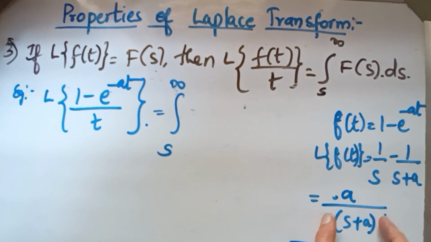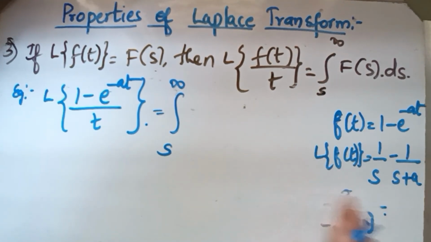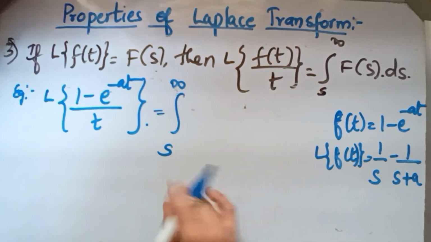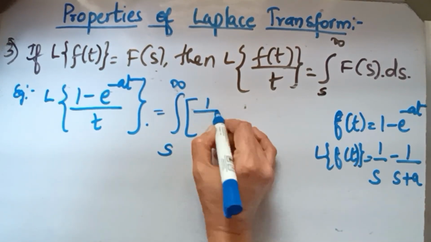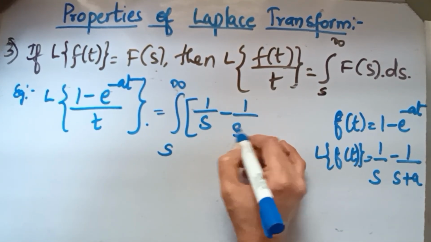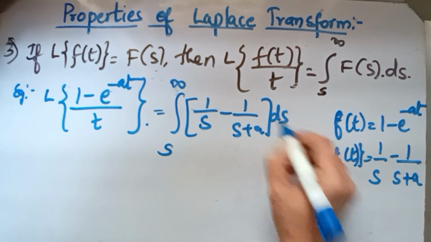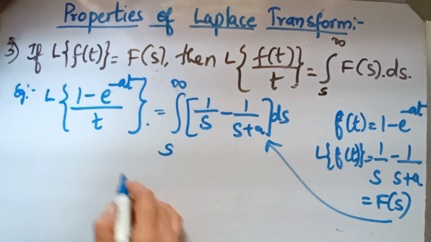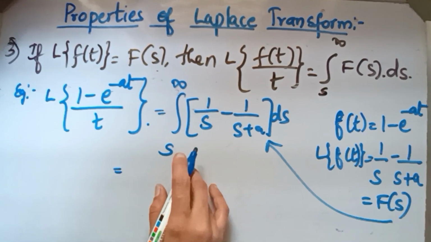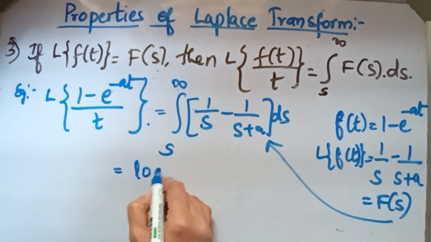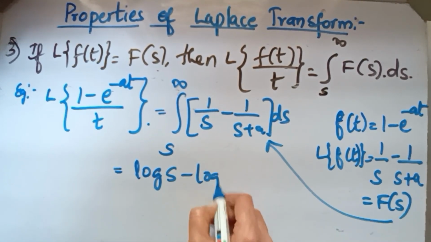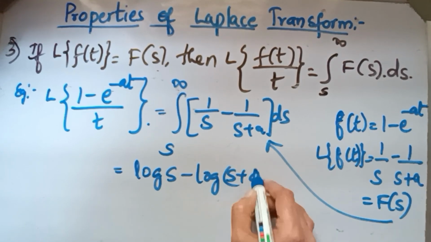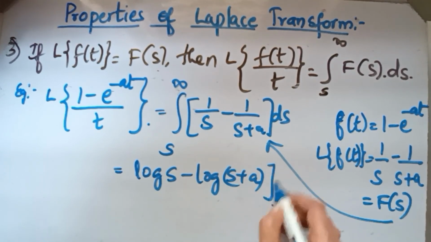Or else you can substitute directly like this, because that helps to simplify the integral easily. Integral of (1 by s minus 1 by s plus a) ds. This is your F of s. That F of s I have substituted here. Now integrate this. What is the integral of 1 by x? Log x. So it is log of s minus log of s plus a, natural logarithm, then from s to infinity.